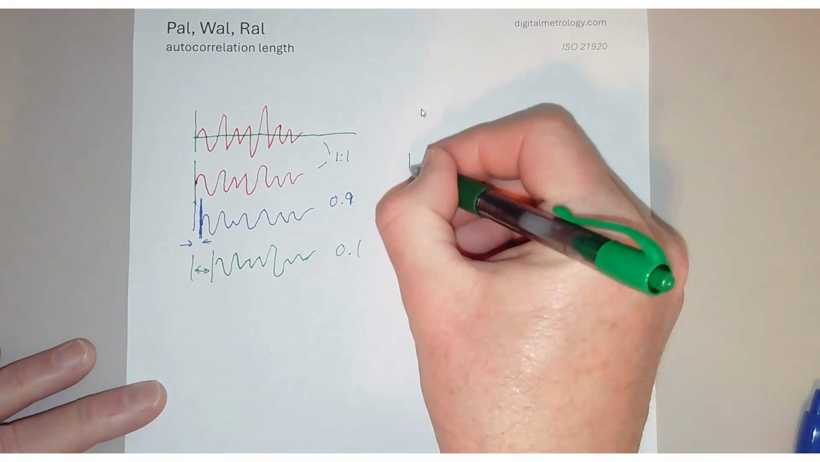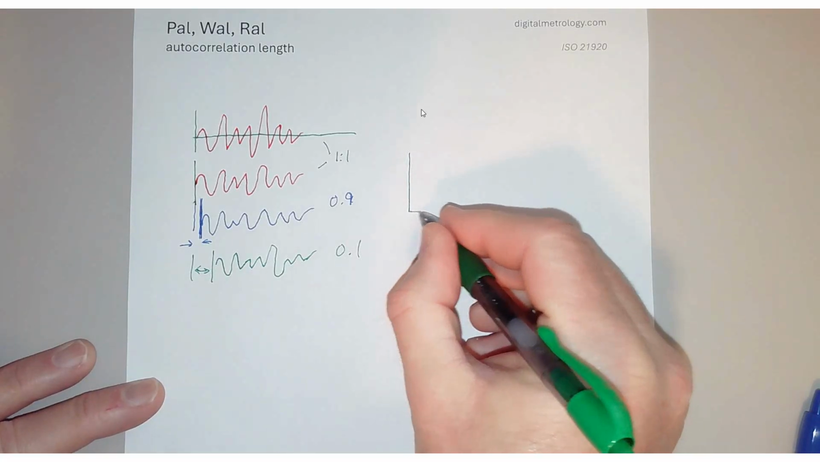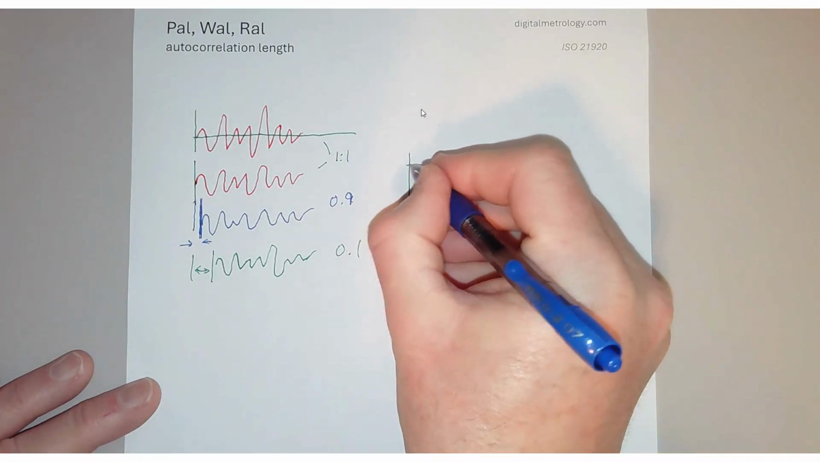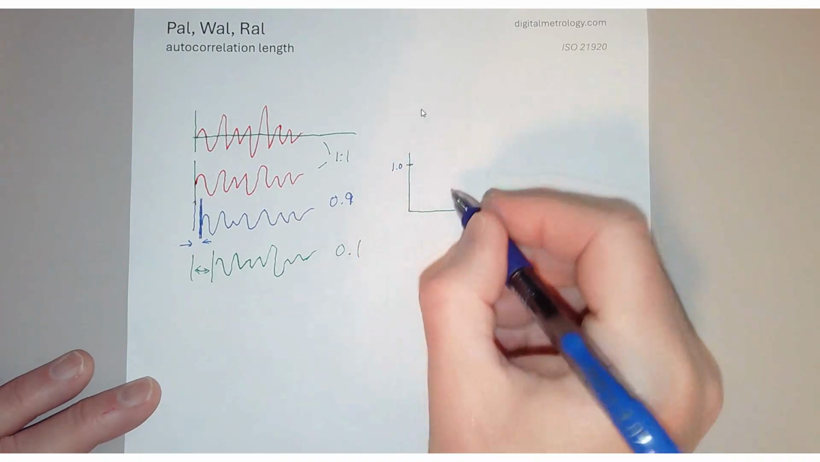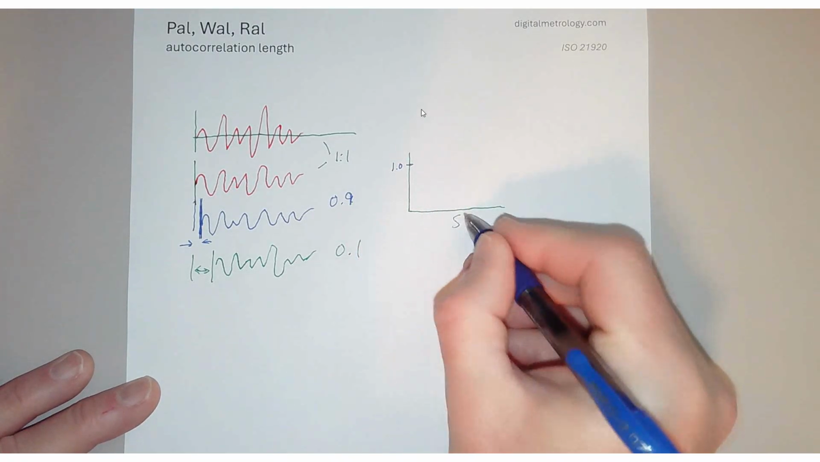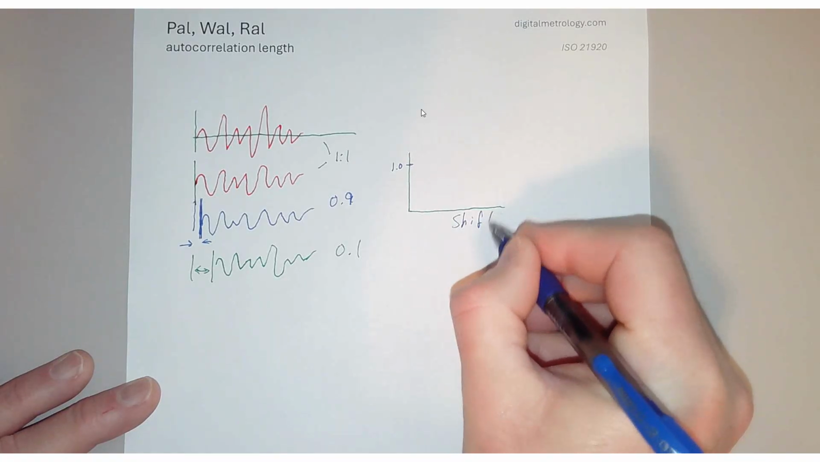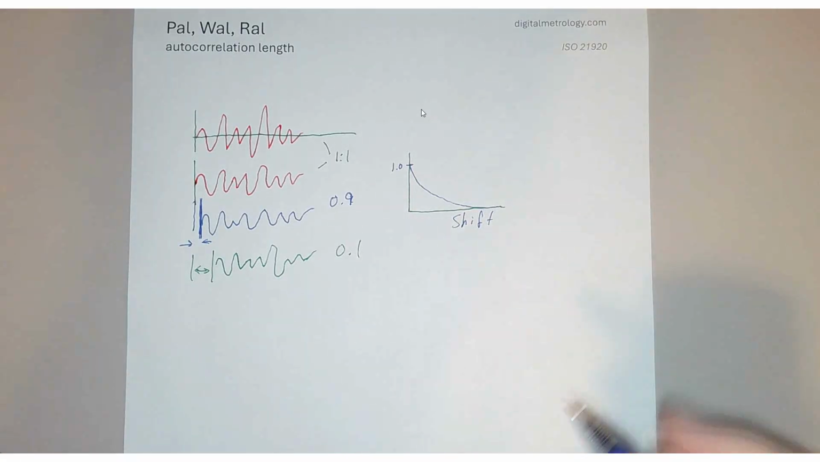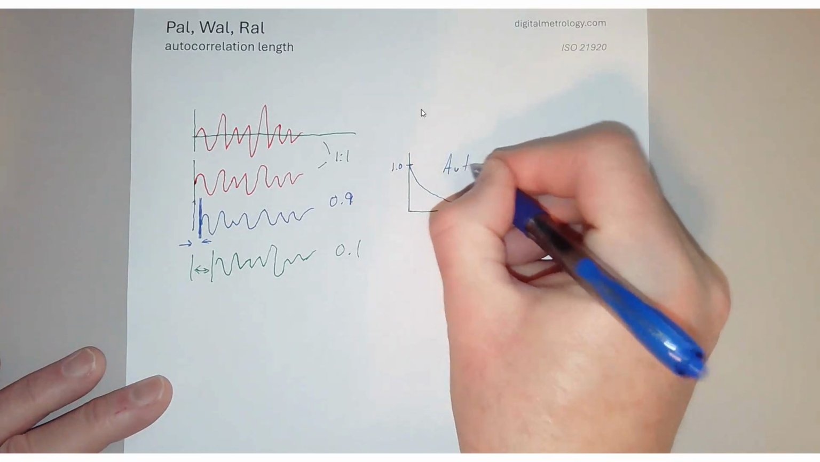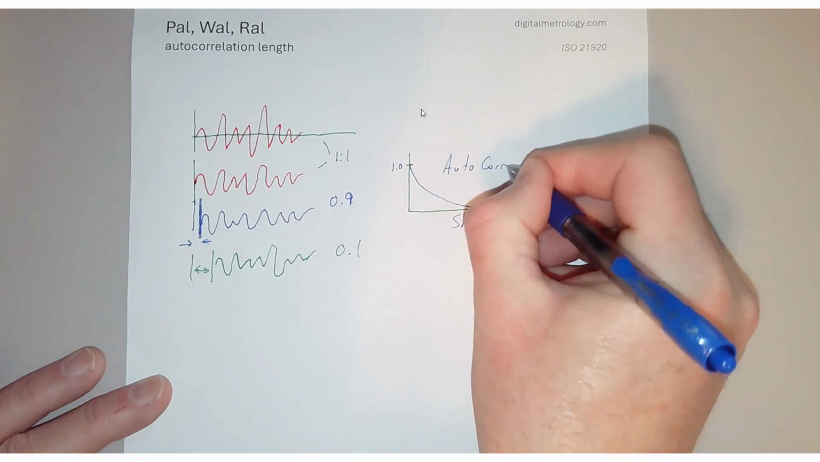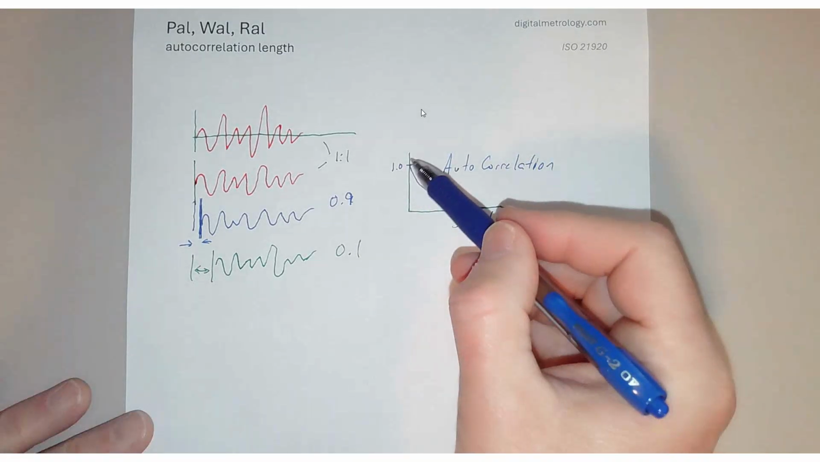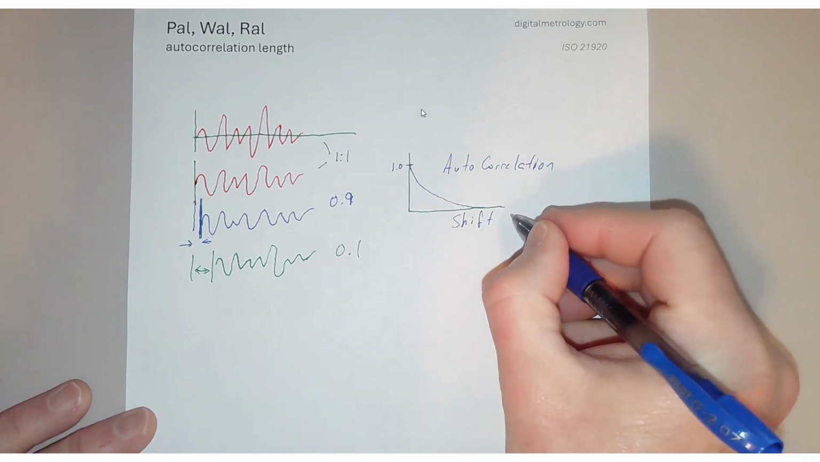And as we do this, we can make a graph. The graph tells us how well the surface correlates with itself. It starts out at 1.0, but the more I shift, the less the surface matches itself. This is the autocorrelation function. Autocorrelation. And the autocorrelation tends to decay the more that I shift.